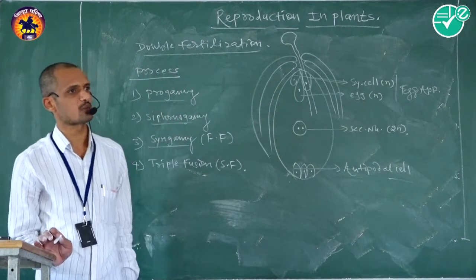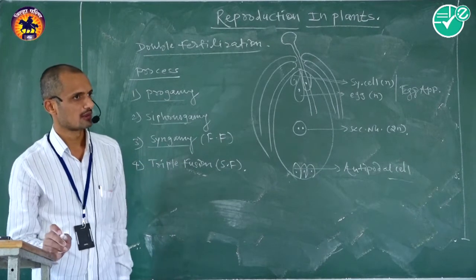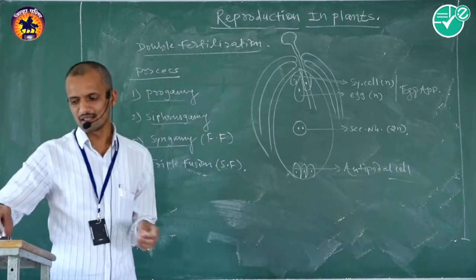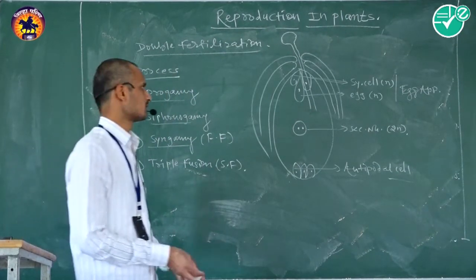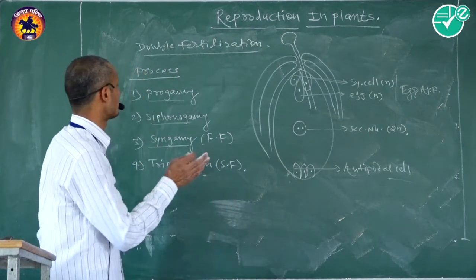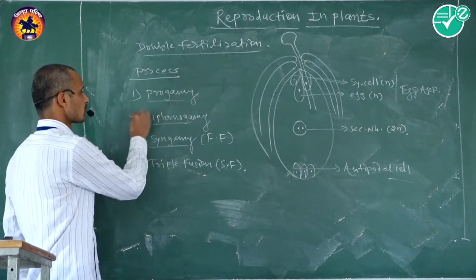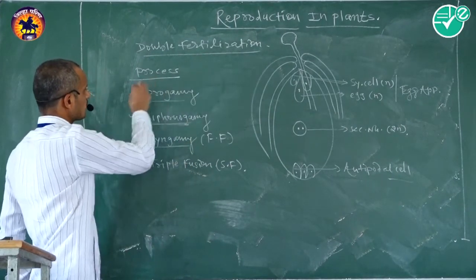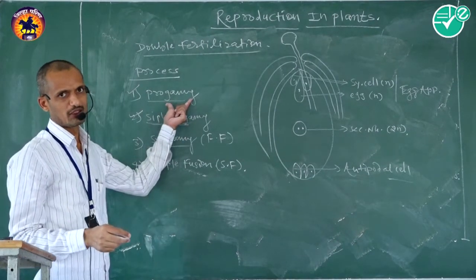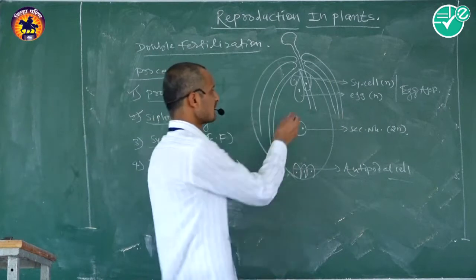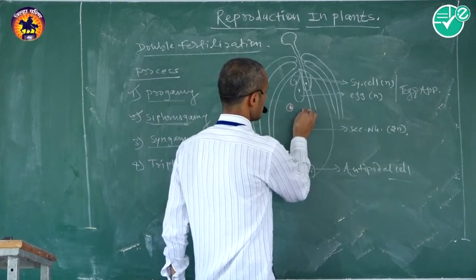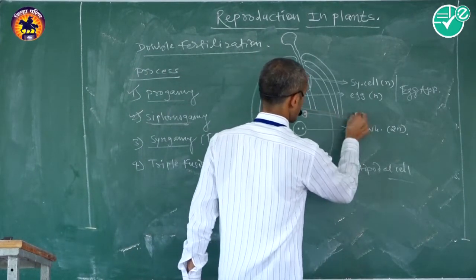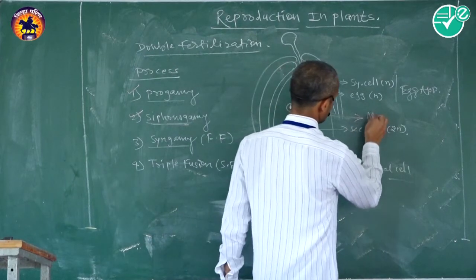Then the tip portion of the pollen tube becomes ruptured. Then the pollen tube containing two non-motile male gametes will liberate up to the female gametes. That is movement of non-motile male gametes up to female gametes. This process is commonly called siphonogamy. Entry of pollen tube through the micropyle is called progamy. Siphonogamy means the pollen tube containing two non-motile male gametes liberates up to the female gametes.